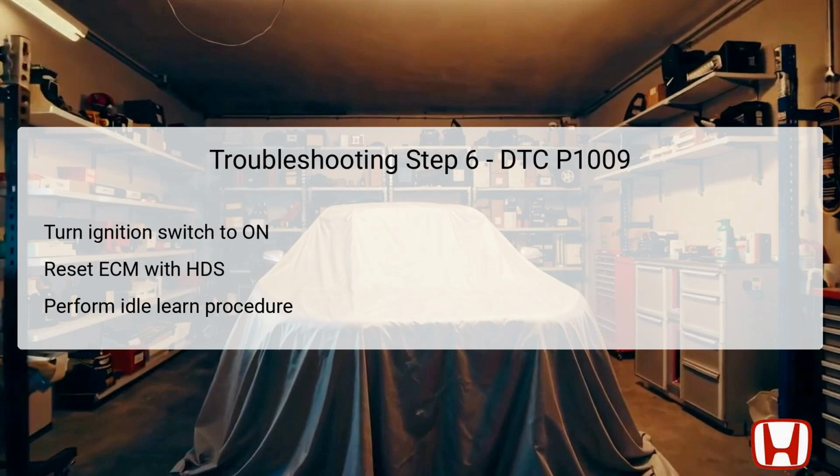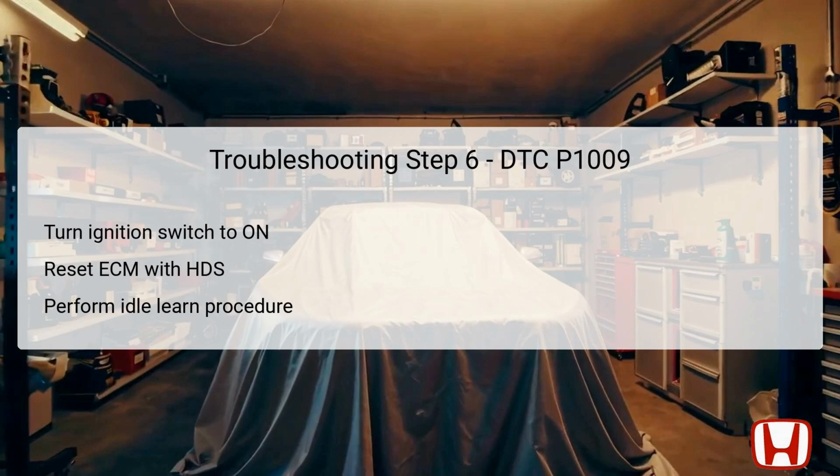With potential issues resolved, turn the ignition switch to the on position again to reinitialize systems. Utilize the HDS to reset the ECM, engine control module, clearing any previous error codes from memory. Following this reset, it's essential to perform the ECM idle learn procedure, allowing the ECM to adapt to new parameters for optimal performance. This procedure ensures that the vehicle's idle timing is properly calibrated, which can significantly impact engine smoothness.